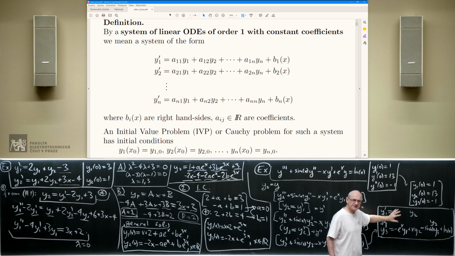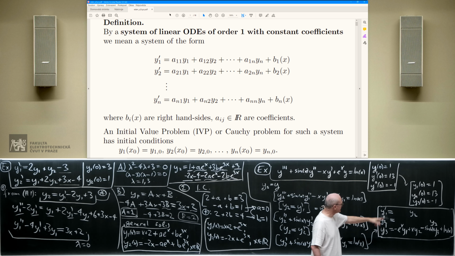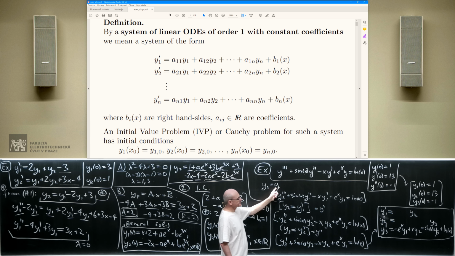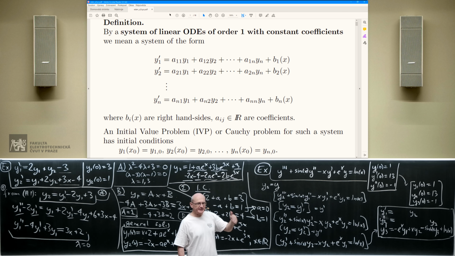And then you take your answers and you just throw away y2, y3 because you don't care about them. You just keep y1 because that's y. So from a practical point of view, it's actually better to transform into a system. This makes sense. This gives you extra information. This offers you more methods.